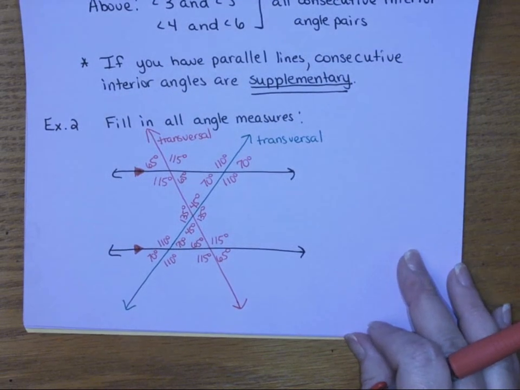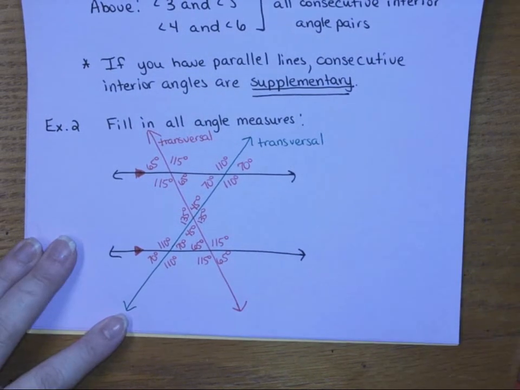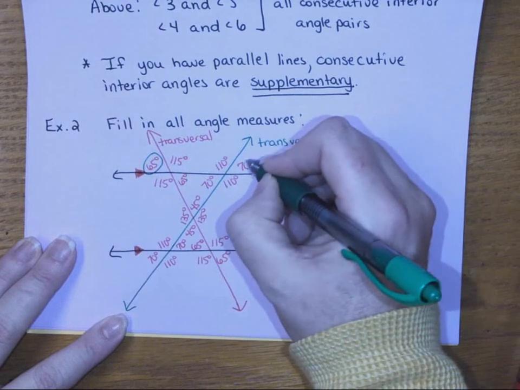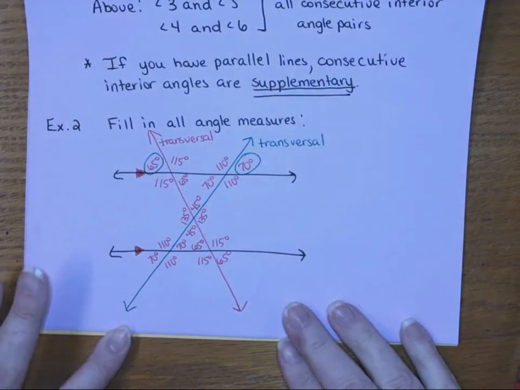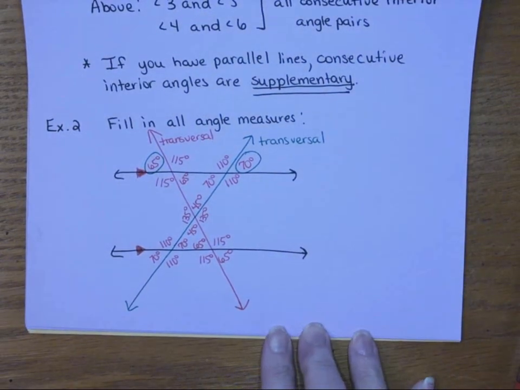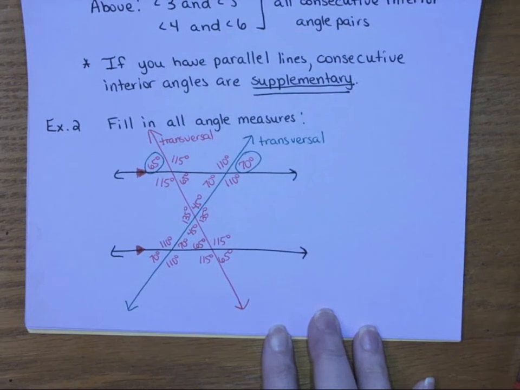So notice I only gave you originally this angle and this angle, and from that we were able to determine what like 18 other angles were, okay, just based on our angle relationships.